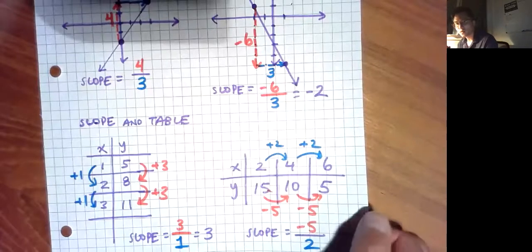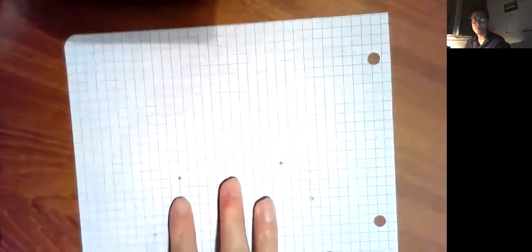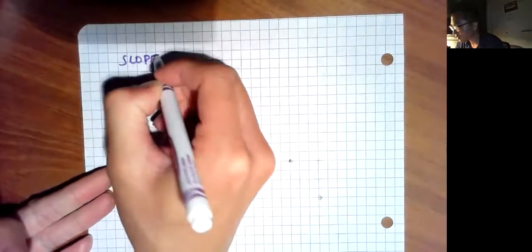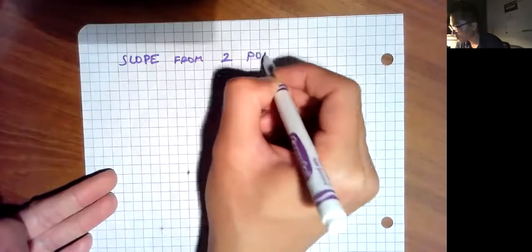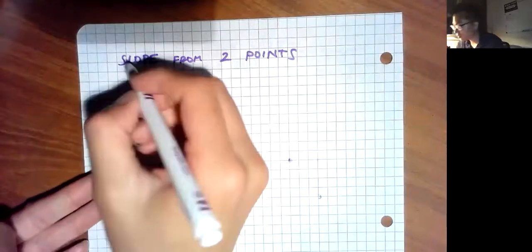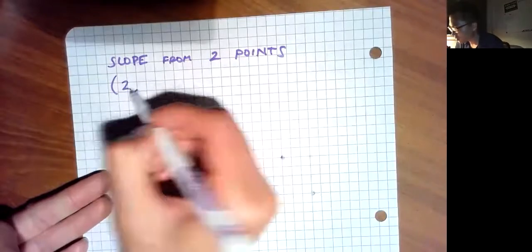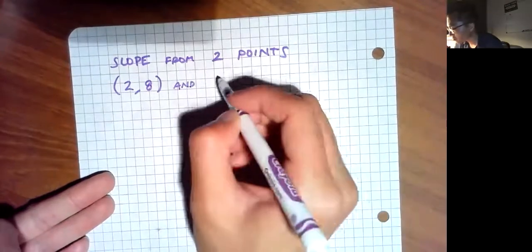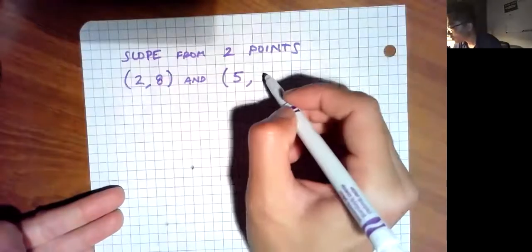Okay. One more set of examples. So for this, I want you to turn to the next page, or to the back. And you can also tell the slope from 2 points. That's all you have. So slope from 2 points. In this first example, let's say I have a line and it goes through the points (2, 8) and (5, 14).